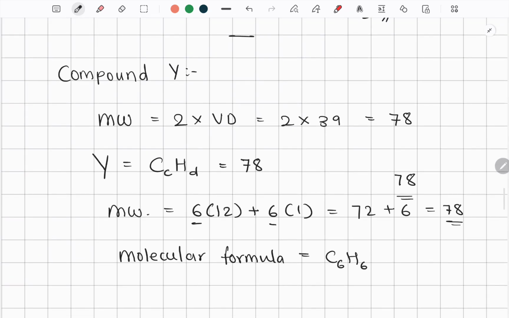So what do we do in this type of question? Again, first of all, we calculate the molecular weight. Then, as we know that it only has carbon and hydrogen, but we don't know how many carbon and how many hydrogen are in the formula, we put in different values of C and D in order to match the molecular weight. Once the molecular weight matches, those values of C and D come in my molecular formula.